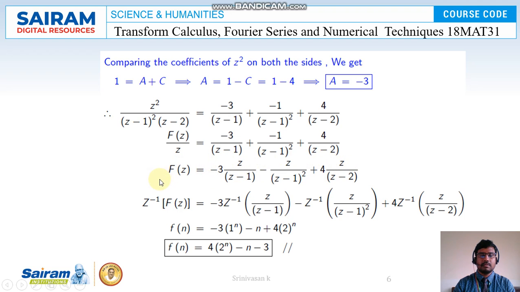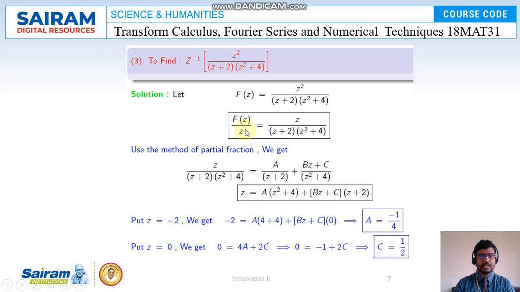Now taking z inverse on both sides. So z inverse of F of z, I take the inverse z transform on each term. By definition, z inverse of capital F of z equals f of n. So f of n equals minus 3 by the formula, z inverse of z divided by z minus 1 value is 1 power n, minus z inverse of z divided by (z minus 1) whole square value is n, plus 4 into z inverse of z divided by z minus 2 value is 2 power n. So this is 4 into 2 power n minus n minus 3. This is the required solution. So next problem, same procedure.